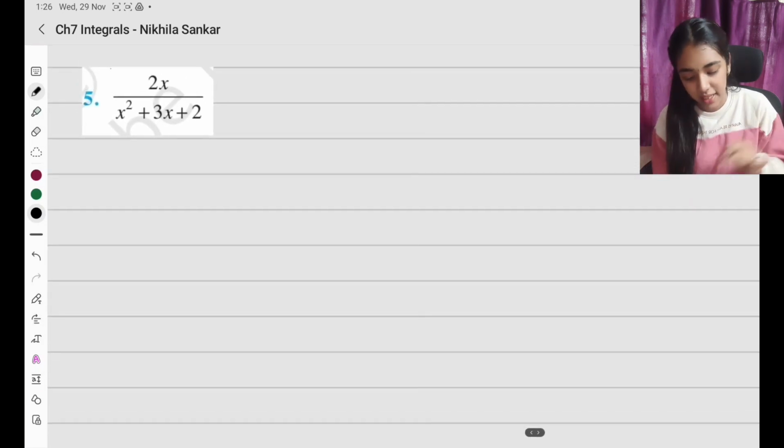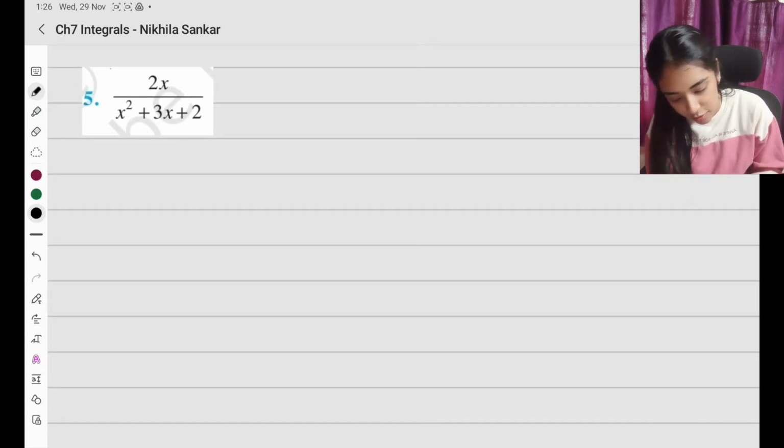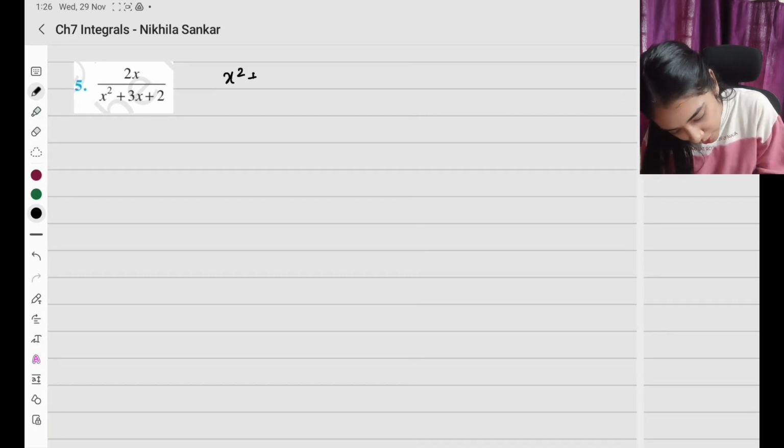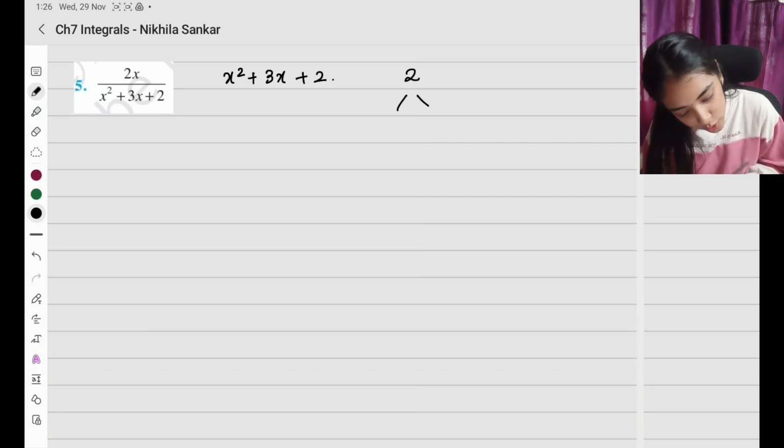Question number 5. மேல 2x இருக்கு, கீழ x square இருக்கு. So கரெக்டான ஃபார்ம்ல இருக்கு. Now I need to use the splitting the middle term. So splitting the middle term பண்ணா என்ன கிடைக்கும்? x square plus 3x plus 2. I need the product to be 2 and sum to be 3.